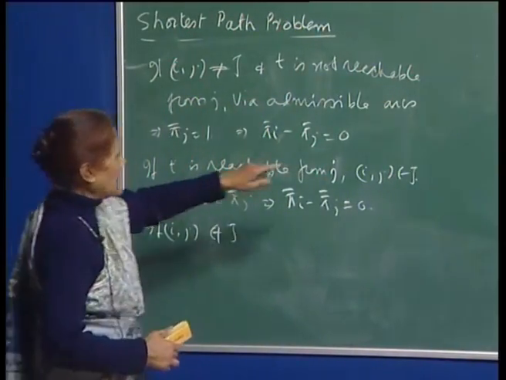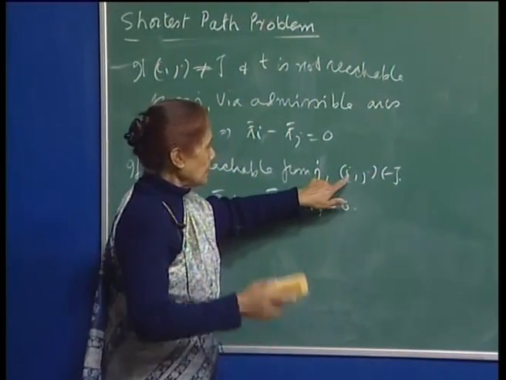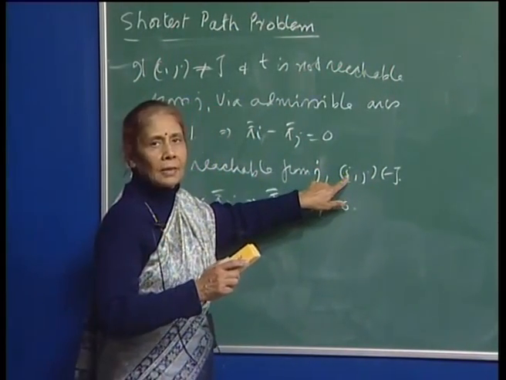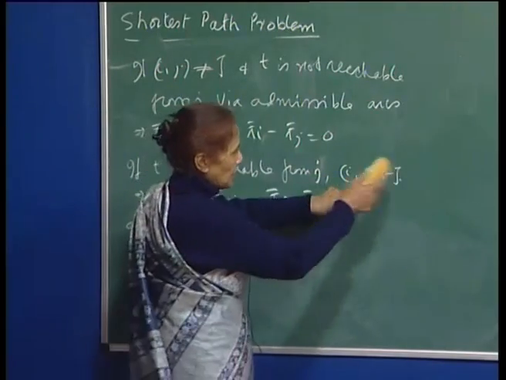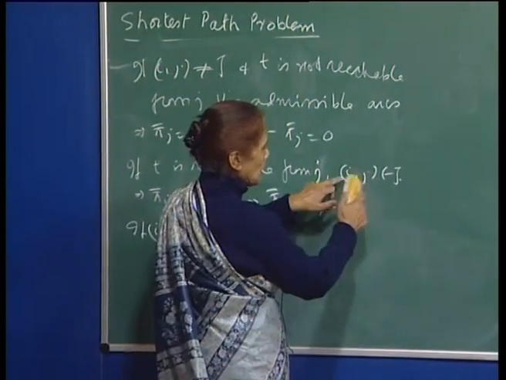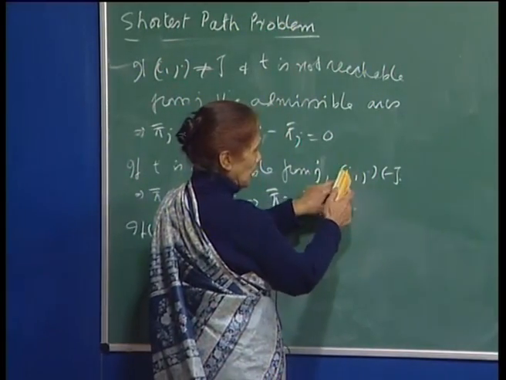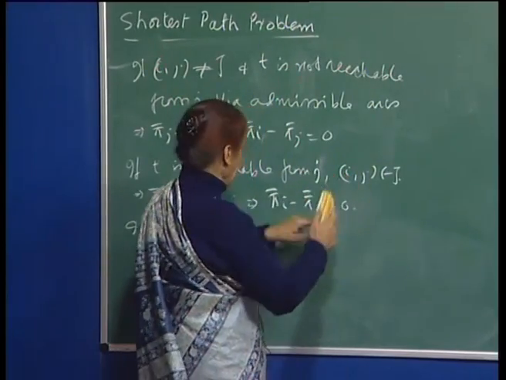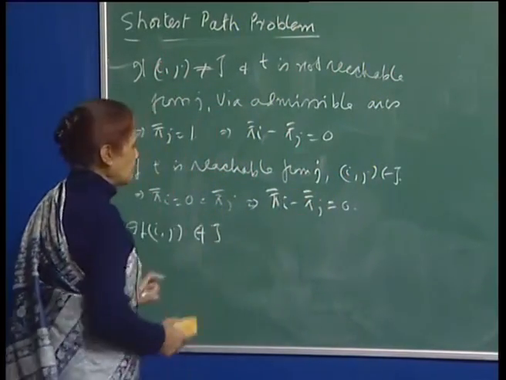So, if ij is an admissible arc, then t will also be reachable from i, because from j to t I can reach via admissible arcs. ij is also admissible, so I can reach from i to t, and therefore pi bar i will also be 1, and so this will be satisfied.